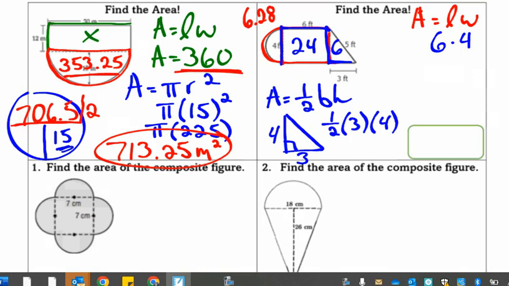So we're going to do 6 plus 24 plus 6.28. All 3 of those shapes put together is an area of 36.28 feet squared. All right, try the rest of these on your own. Again, ask for help if you get stuck.